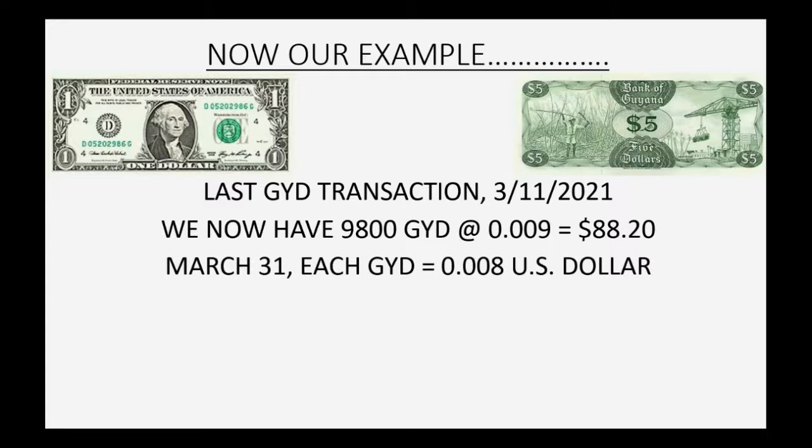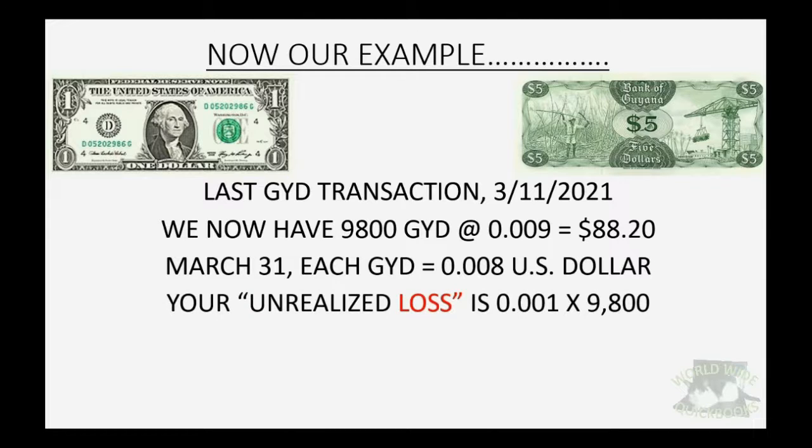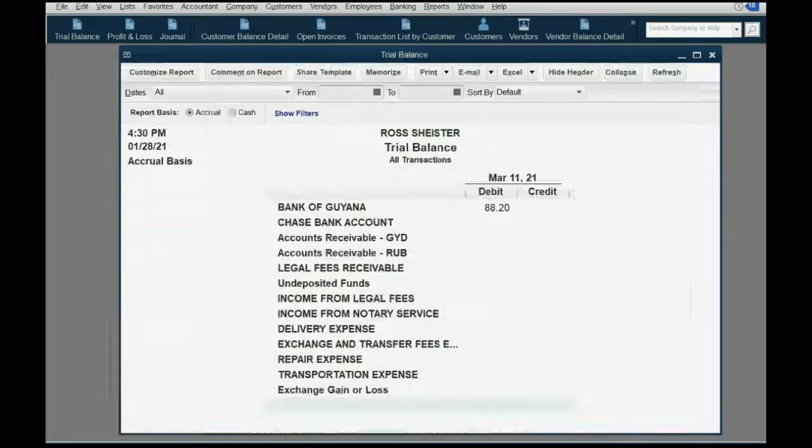But if we run a balance sheet or a trial balance on March 31, on that date, let's imagine each Guyana dollar is worth 0.008 US dollars. So your unrealized loss is 0.001 for each of the Guyana dollars you have. And since you have 9,800 of those Guyana dollars, your actual unrealized loss on March 31 in this example would be $9.80. Let's take a look.